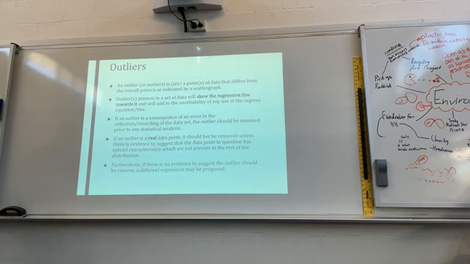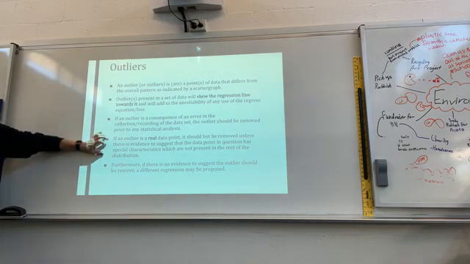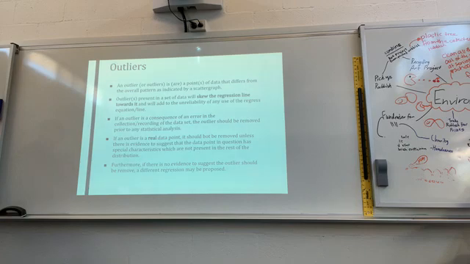So if an outlier is a real data point, it should not be removed unless there's evidence to suggest that the data point in question has special characteristics which are not present in the rest of the distribution. So in this case, generally when you go out to work, when you're analyzing data, that could be the situation. However, for the exam, generally, you will notice that the data shouldn't be there. So furthermore, if there's no evidence to suggest that the outlier should be removed, a different regression may be proposed.